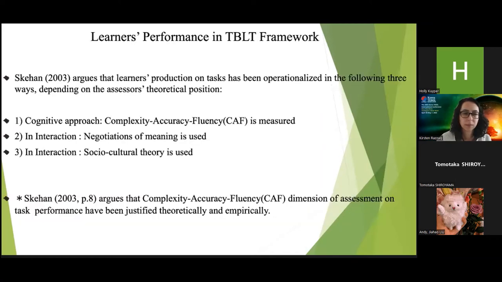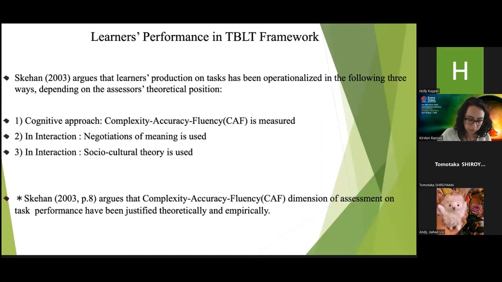Then, how to evaluate learners' performance in TBLT. There are three approaches, three theories. The first is cognitive theories, which focus on complexity, accuracy and fluency measures. The second is interaction theories, on negotiation of meaning, which is the number of clarification requests, comprehension requests and confirmation requests. The third is sociocultural theories, which assess the degree of learners' interaction involvement and symmetries.